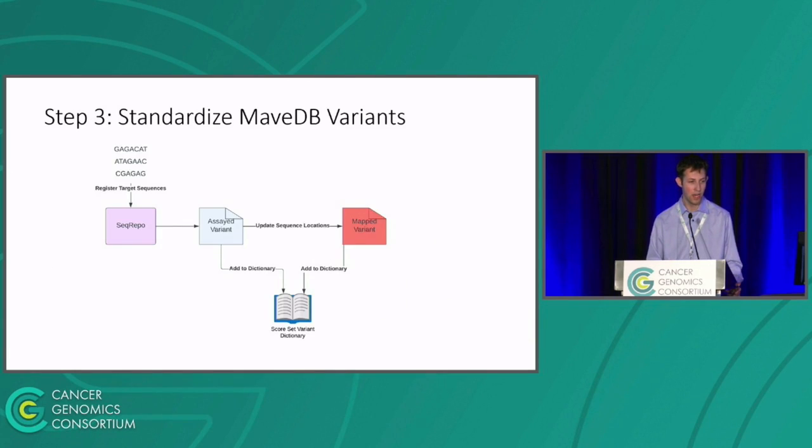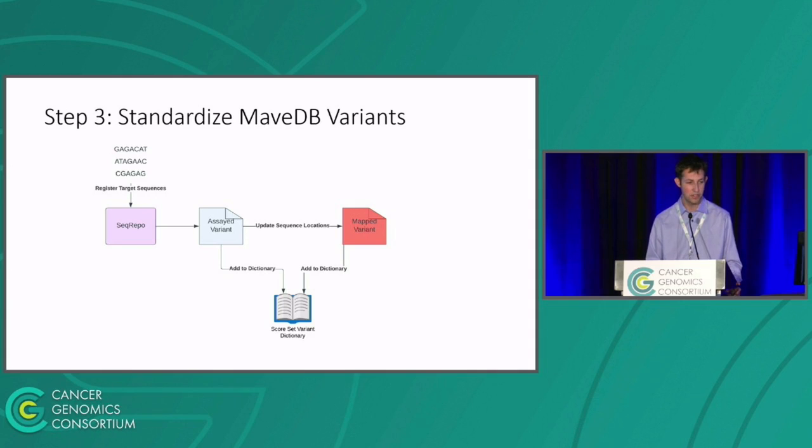The last step is, once we have the reference sequence determined and the offset computed, we want to standardize the MAVE variants. First we register the target sequences with SeqRepo locally. As you can imagine, these target sequences could be mutagenized or not correspond to the human reference sequence, so we need to have them installed locally in SeqRepo to enable normalization of those variants. We have the same mapping for both the pre-map variant and the post-map variant. Once we have those sequences added to SeqRepo, we create a representation for the assayed or pre-map variant. Then we update the sequence location using the offset that we computed in part 2 for the mapped variant, and we add it to a dictionary.